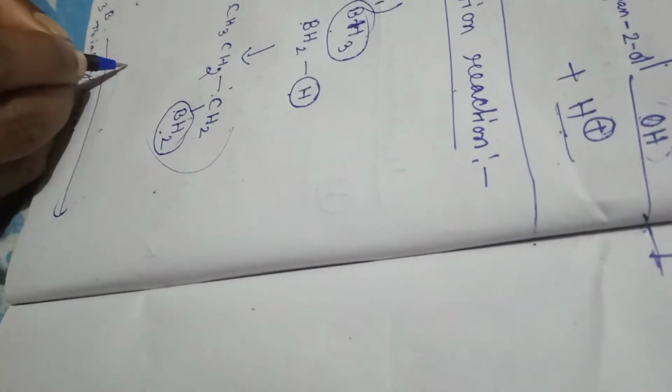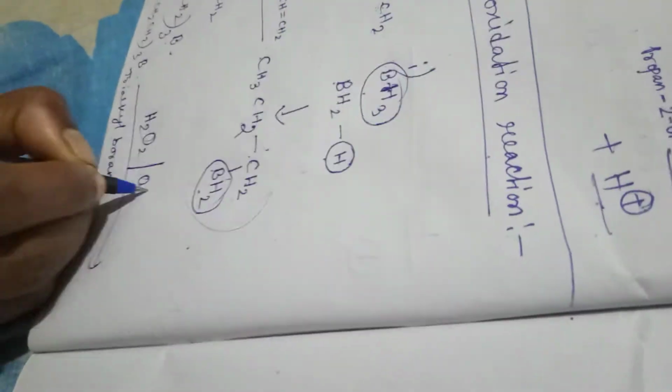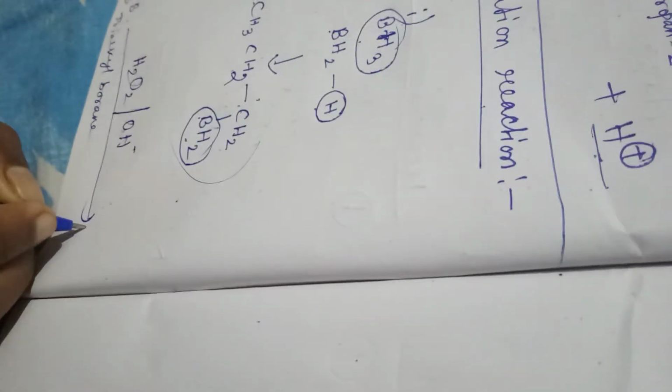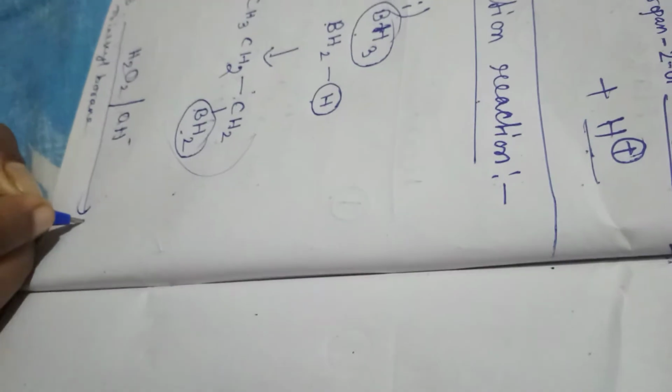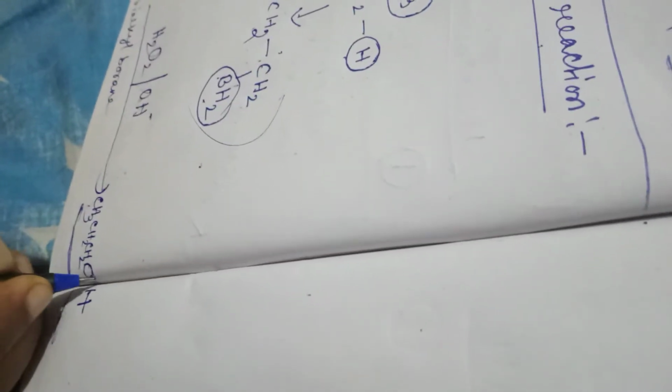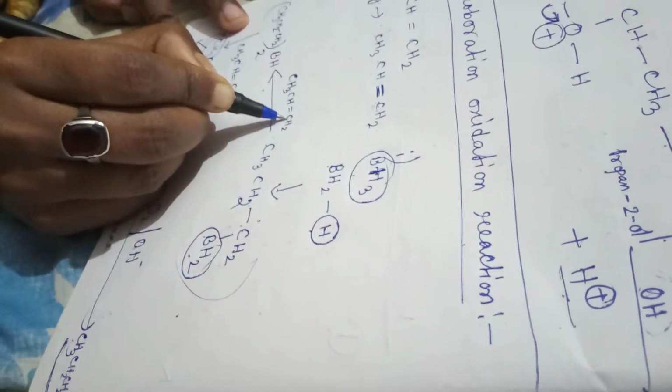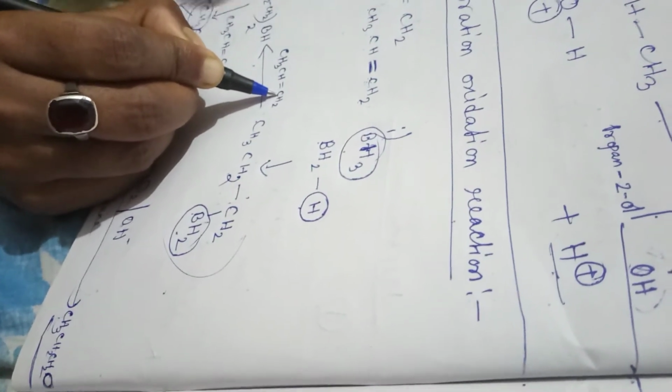Once this compound is formed, we give alkaline hydrogen peroxide, which is an oxidizing agent. The product will be, since we have taken propene, CH3 CH2 CH2 OH. So this is the primary alcohol we have got. This OH is added to the carbon which has the maximum number of hydrogens.